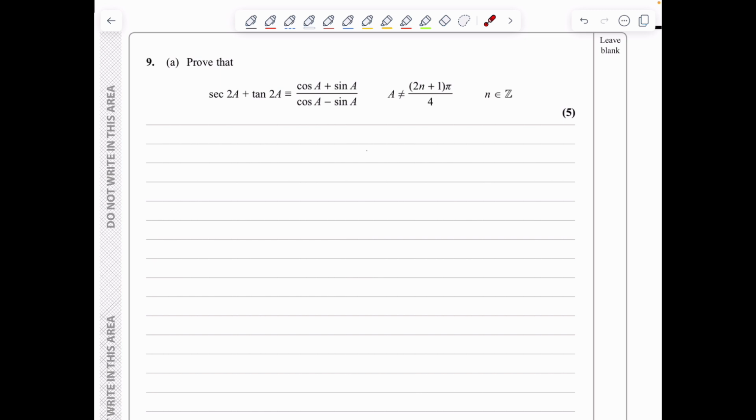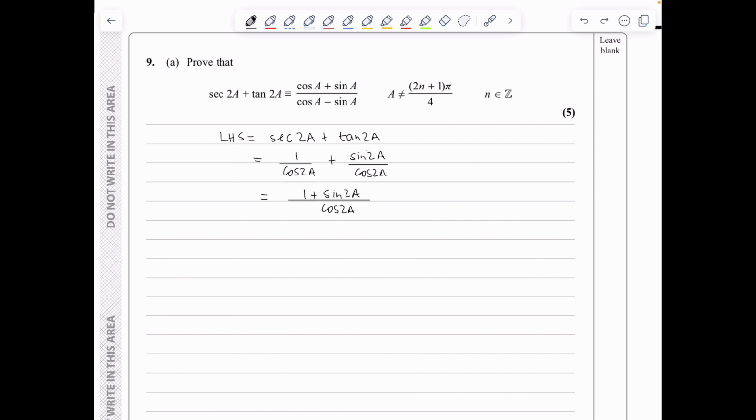Well, in this case I will start from the left hand side. We are looking at sec of 2a plus tan of 2a. Well, we know that sec is 1 over cos, so we've got 1 over cos of 2a, and tan of 2a is sin of 2a over cos of 2a. Well, we can see that cos of 2a is a common denominator, so we've got 1 plus sin of 2a over the cos of 2a.